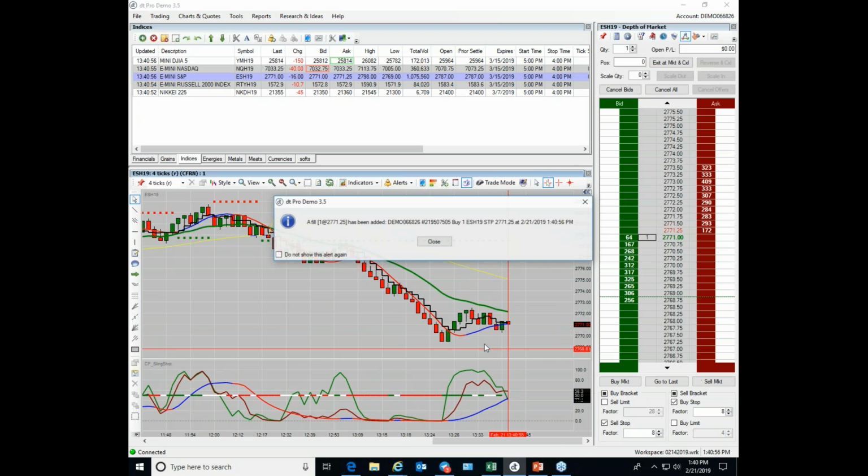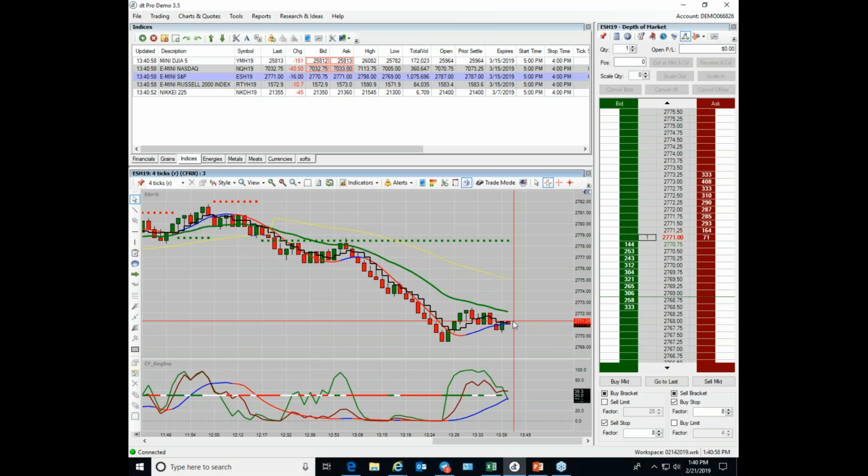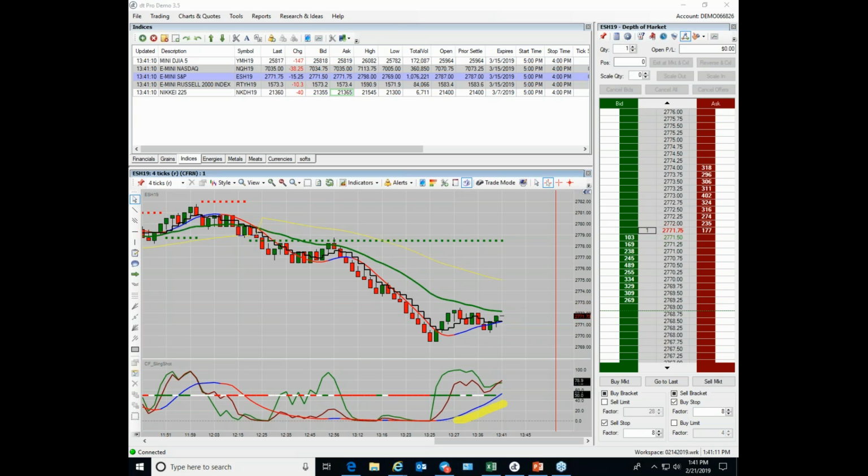What do we expect to happen? Okay, we're stopped out at break even. That's not a surprise given what we're seeing here. No matter what happens here, the result is a break even.